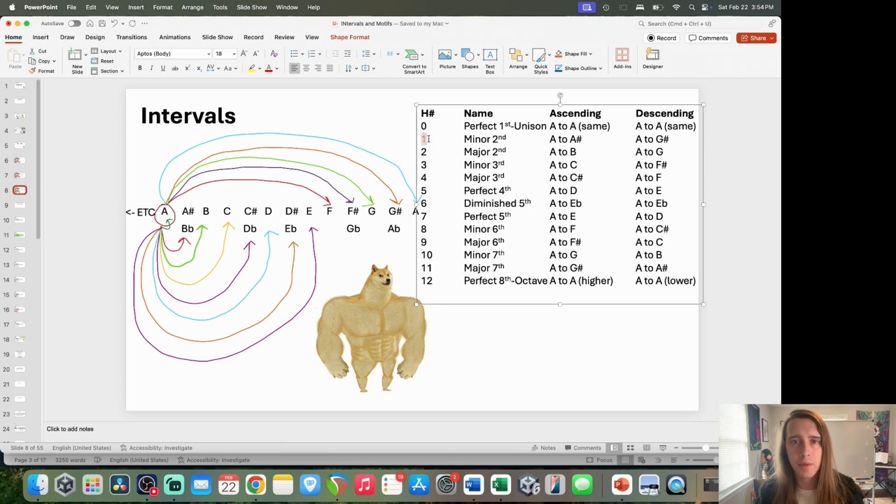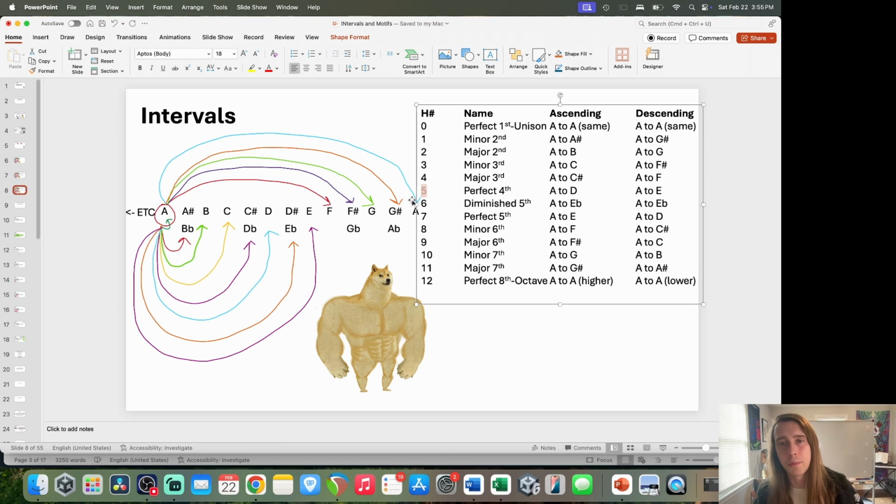One half step is called a minor second. So A to A sharp if you're ascending, A to G sharp if you're descending. Two half steps, i.e. a whole step, is a major second. So that's A to B ascending, A to G descending. Three half steps is a minor third. So that's A to C ascending, A to F sharp descending. Four half steps is a major third, which is A to C sharp ascending, A to F descending.